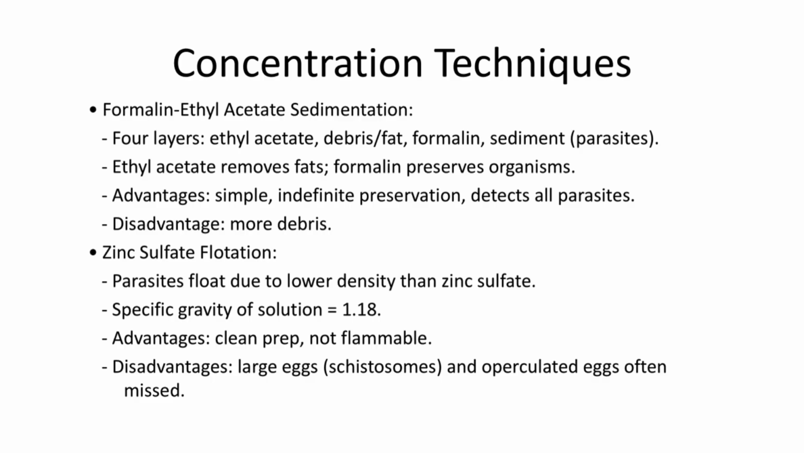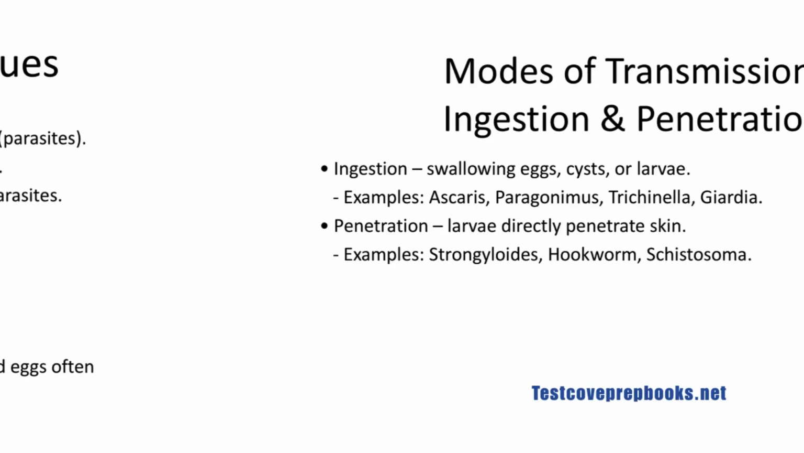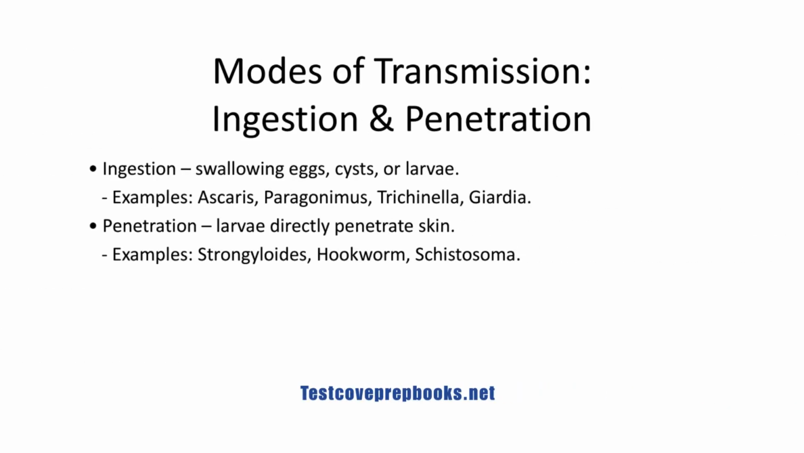The zinc sulfate flotation technique uses a solution with a specific gravity of 1.18. Parasites float while heavier debris sinks. This method produces cleaner preparations and is non-flammable, but it may miss larger eggs like schistosomes and operculated eggs such as Diphyllobothrium latum. Modes of transmission are varied.